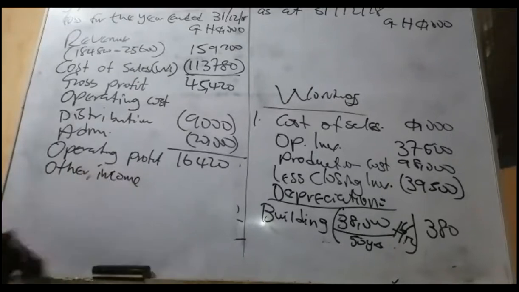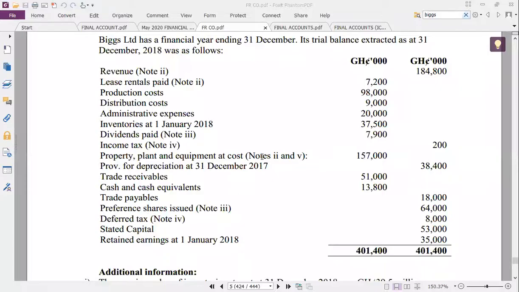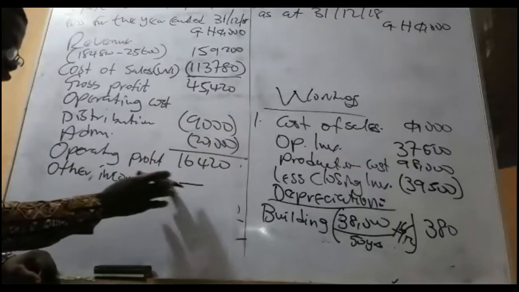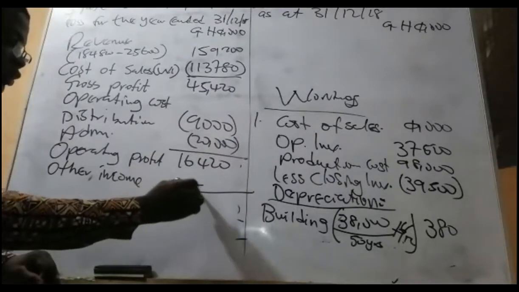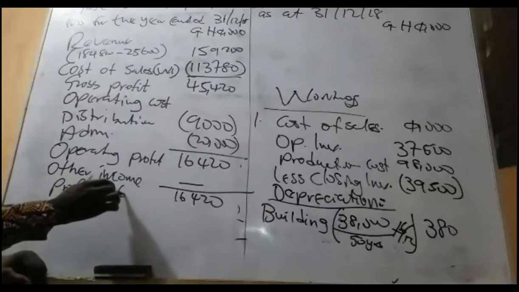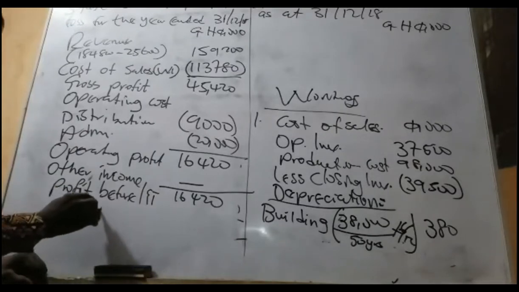Good. Then go to other income. Do you have other income in this question? Let's see if you do have other income in the question. So, do we have other income in the trial balance? So, income tax, provision, depreciation, no other income. So, I'll throw that here, put them together. I'll still get 16,420. That, examiner, is what we call profit before interest and tax. Now come to the interest, or call it finance cost.